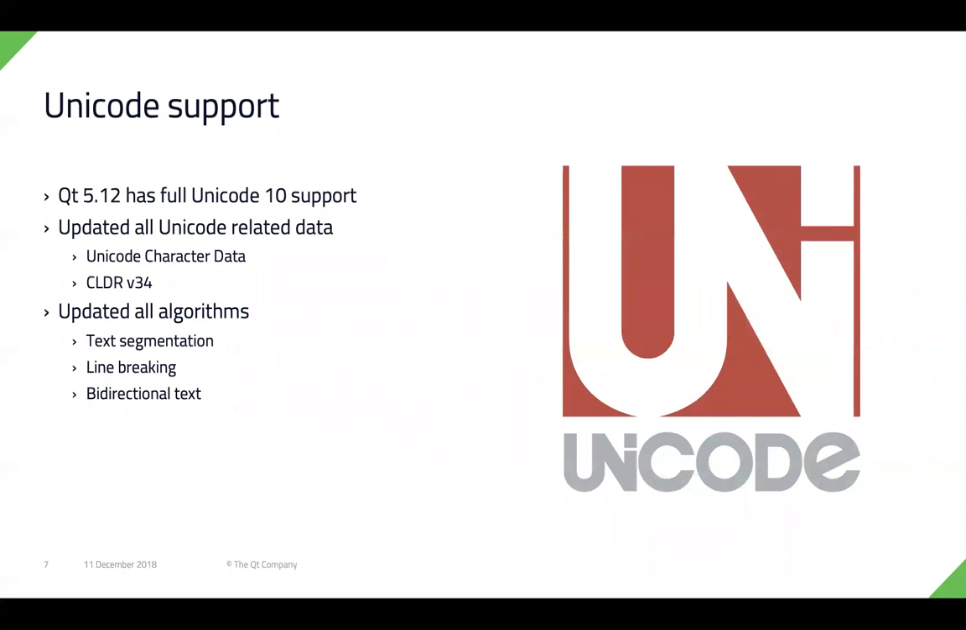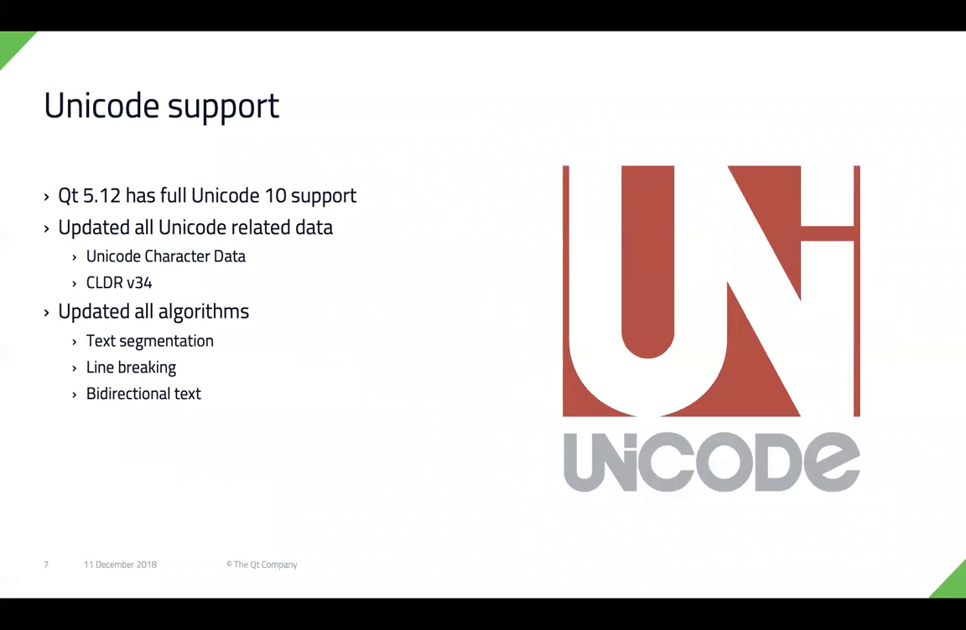Let's go a bit into the features and what we've been doing with Qt 5.12. The first larger change we've been doing that I want to mention is on the Unicode support. With Qt 5.12, we have done significant work to upgrade all our Unicode-related support data and algorithms to the latest versions. We've updated the Unicode character data to Unicode 10. We've also updated to the latest version of the CLDR, Common Locale Data Repository, which has all the localization data like week names and these kinds of things.